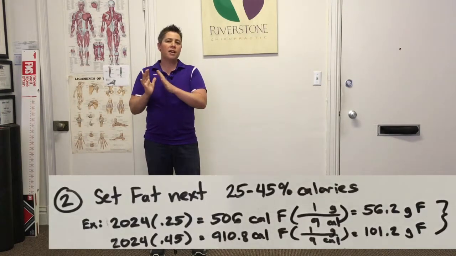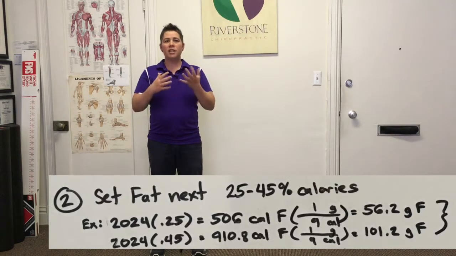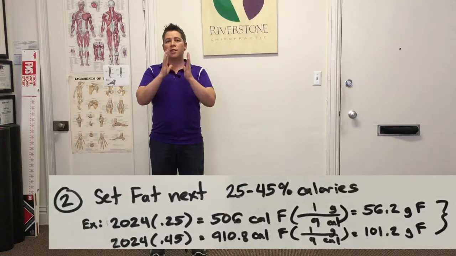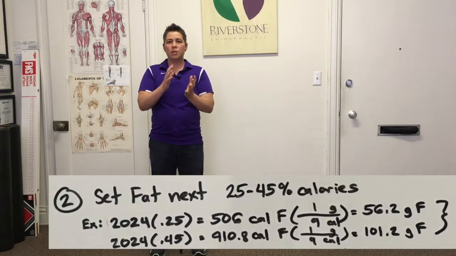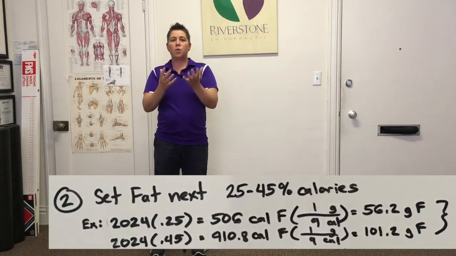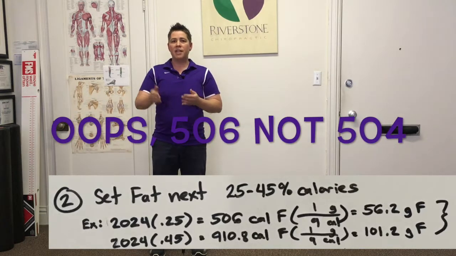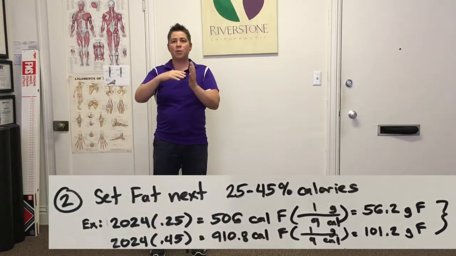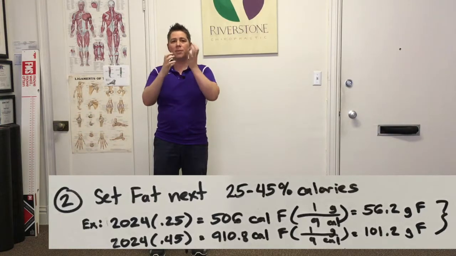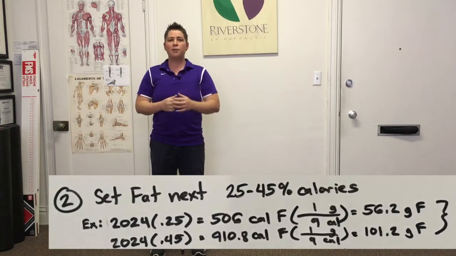All right, the next thing that we're going to look at is the fat. So you want to have about 25 to 45% of your calories coming from fat. So looking at this example, if we have 2,024 calories, which is what we were doing for the gentle cut, remember, if we pick 25% of that, it's going to work out to 504 calories of fat. You're going to divide that by 9, because remember with fat, there's 9 calories per gram with that. You're going to come up with 56.2 grams of fat.